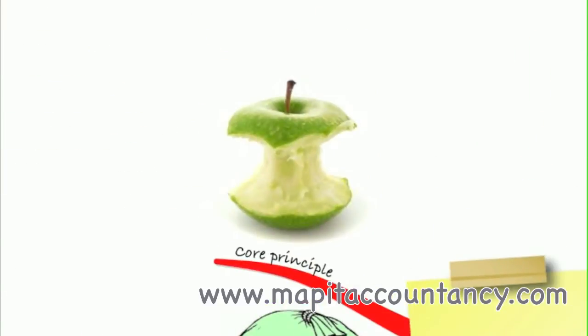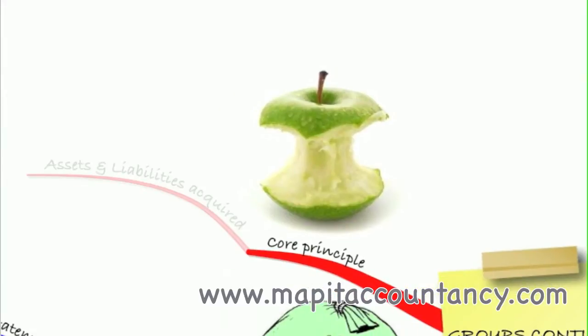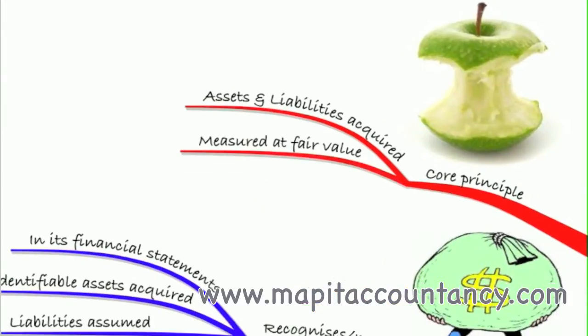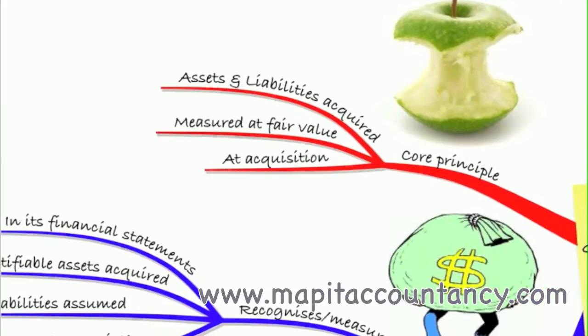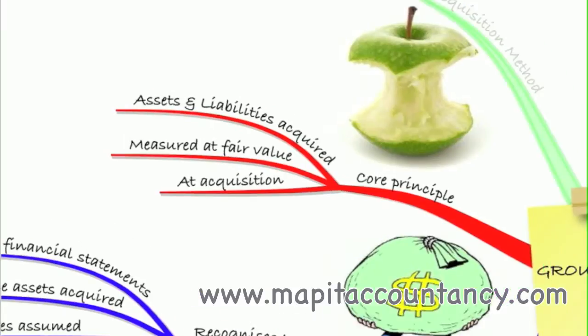So the core principle in IFRS 3 is fair value. The assets and liabilities acquired are measured at fair value at acquisition. So if in doubt, if you're looking at something in a calculation on groups and you don't know what value to bring it in at, fair value. That is the core principle of IFRS 3.